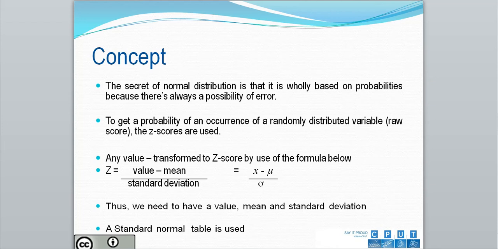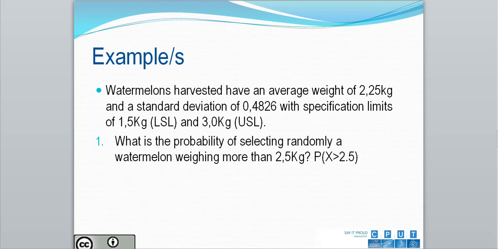But let's make an example to simplify this content. We've got watermelons harvested that have an average weight of 2.25 kilograms and a standard deviation of 0.4826, with specification limits of 1.5 kilograms on the lower limit and 3 kilograms on the upper spec limit. The question is, what is the probability of selecting randomly a watermelon weighing more than 2.5 kilograms? So we're looking for values more than 2.5 kilograms.